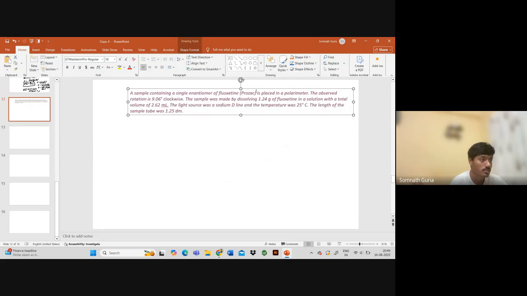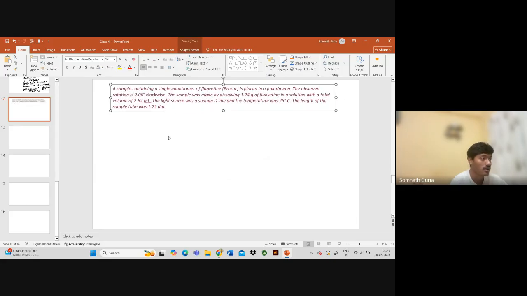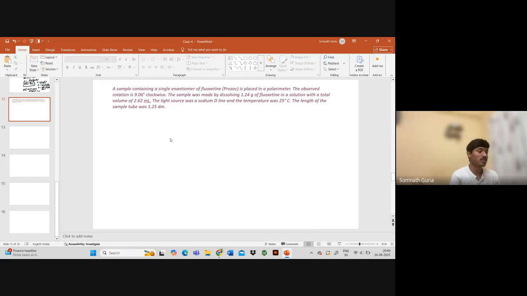Let's try to solve this one, which has one sample containing a single enantiomer. First of all, we have to note that there is one enantiomer present over here, a single enantiomer, fluoxetine, which is placed in the polarimeter, the instrument, and the observed rotation is 9.06 degrees clockwise. That means RCP, which has the higher speed of light in the right-handed direction.